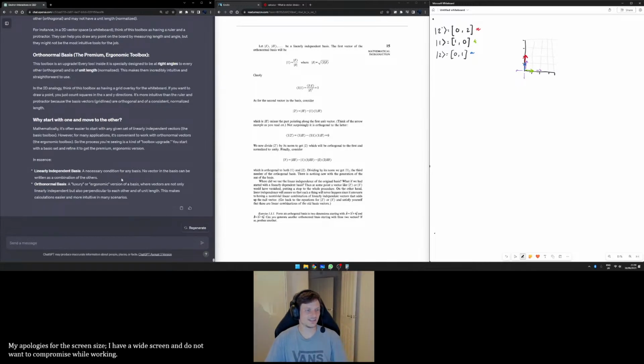In essence, linearly independent basis: a necessary condition for any basis. No vector in the basis can be written as a combination of the others. Orthonormal basis: a luxury or ergonomic version of a basis, where vectors are not only linearly independent but also perpendicular to each other and of unit length. This makes calculations easier and more intuitive in many scenarios.